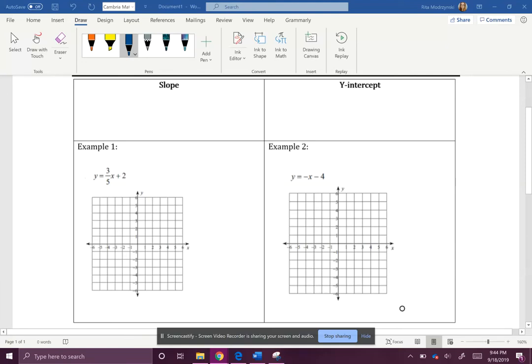This video discusses slope and y-intercept and how we can use slope and y-intercept to help us graph equations.